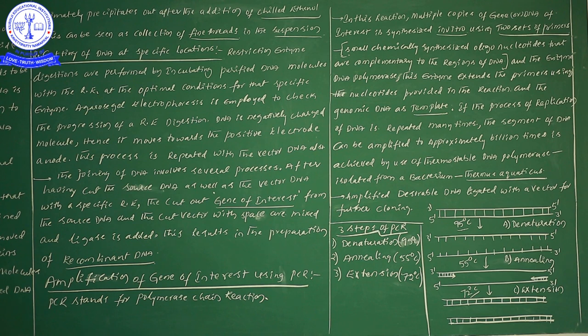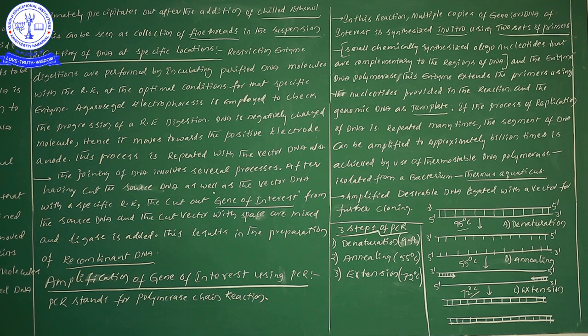In such kind of atmospheric conditions, our scientists isolated Thermus aquaticus bacteria. From that Thermus aquaticus bacteria they isolated this Taq polymerase, or thermostable DNA polymerase. Taq polymerase or thermostable DNA polymerase, both names are the same.